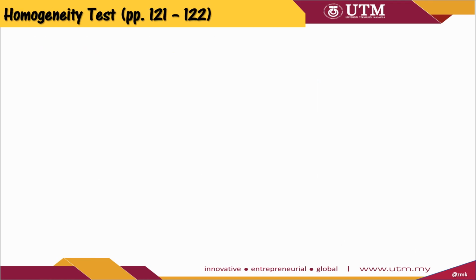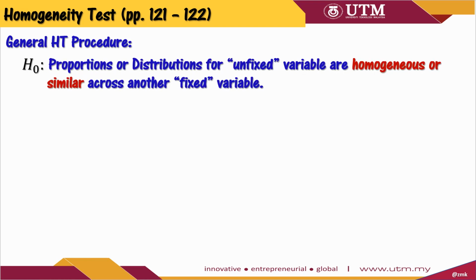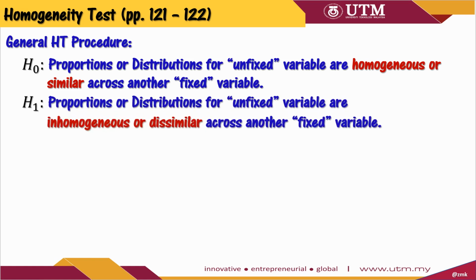Please refer to the Statistics for Engineers textbook pages 121 and 122, which explains the homogeneity test. The standard or general statistical hypothesis testing procedure is as follows. Under the null hypothesis H0, we are testing if the proportions or distributions for the unfixed variable are homogeneous, the same, or similar across another fixed variable. Whereas under H1, the proportions or distributions for the unfixed variable are inhomogeneous or dissimilar across another fixed variable.